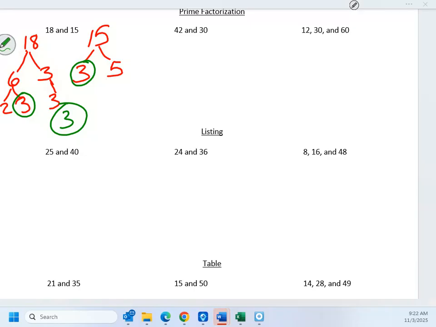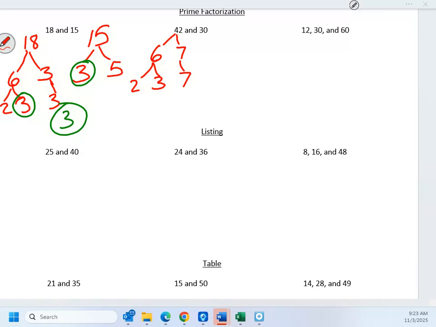So let's look at 42 and 30. Let's break down our 42. What are 2 factors of 42? 6 and 7. Can I break down my 6? Yes. Into the 2 and the 3. Can I break down 7? I can't. 7 is a prime number already. Okay, so I have 2, 3, and 7.